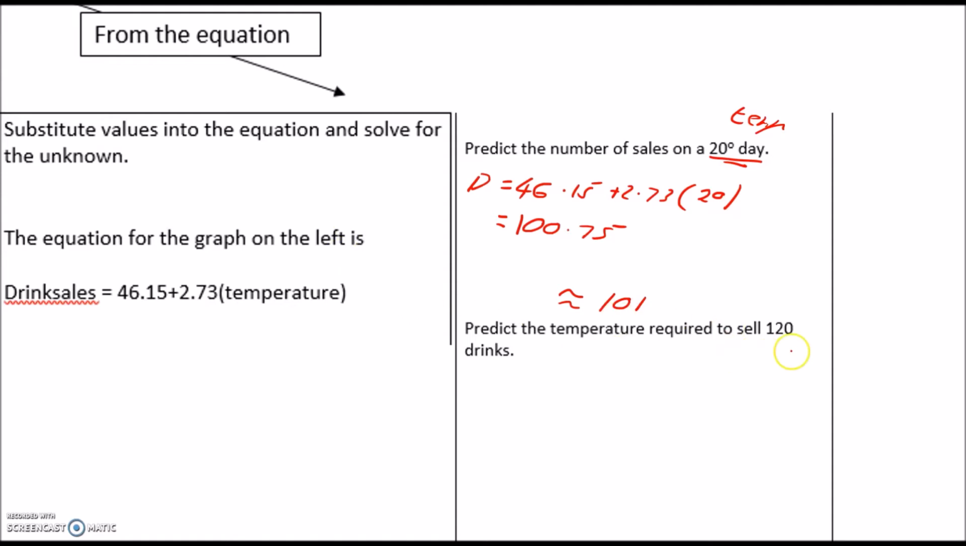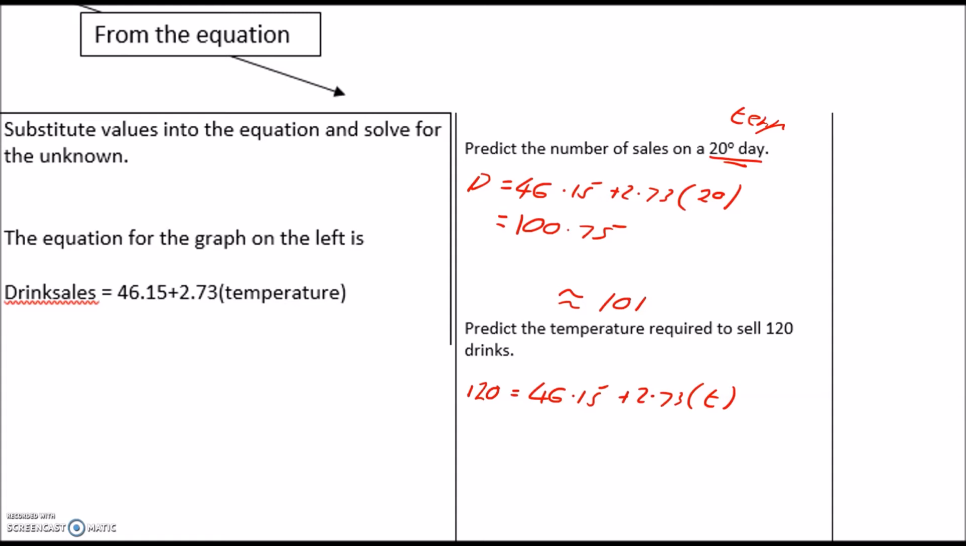So predict the temperature required to sell 120 drinks. So this time drinks is 120, so we can change the drinks to 120, which equals 46.15 plus 2.73 by temperature. Now, I can backtrack like I would have done in year 10. If you know how to backtrack, perfectly well and do it. Or there is the solve function on your calculator.